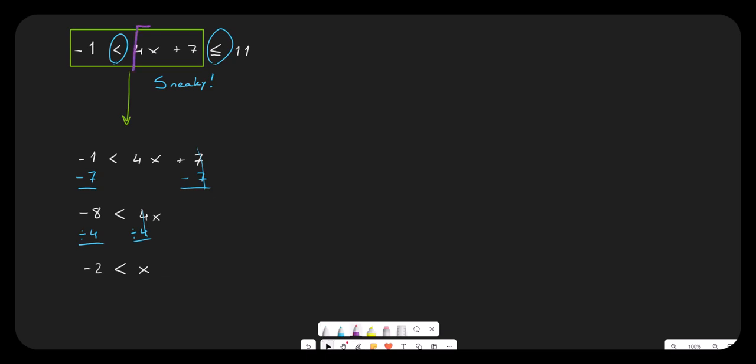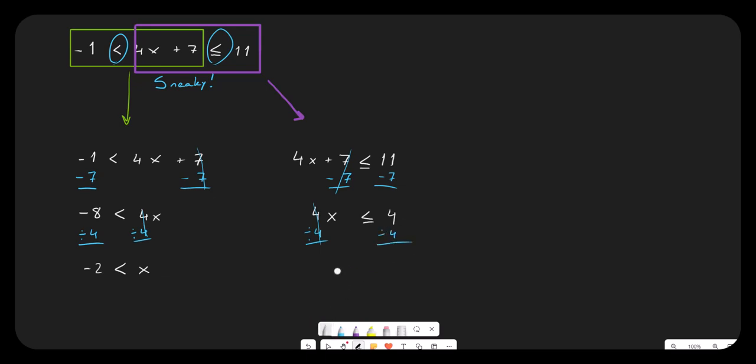I'm going to start with the 4x plus 7 is less than or equal to 11. And actually my math steps are going to be the same, right? I've got this plus 7, so I'm going to get rid of that first. So now I'm left with 4x on the left is less than or equal to 11 minus 7, that's 4. And now I'm going to divide by 4 to get rid of that. So divide by 4, divide by 4, and I'm left with x is less than or equal to 1.